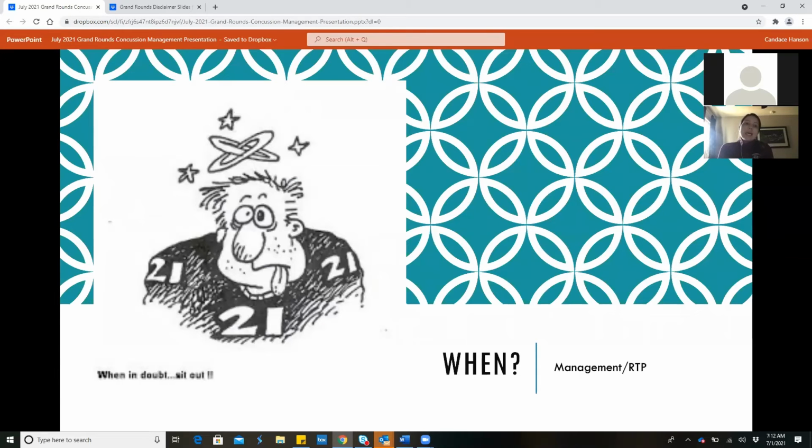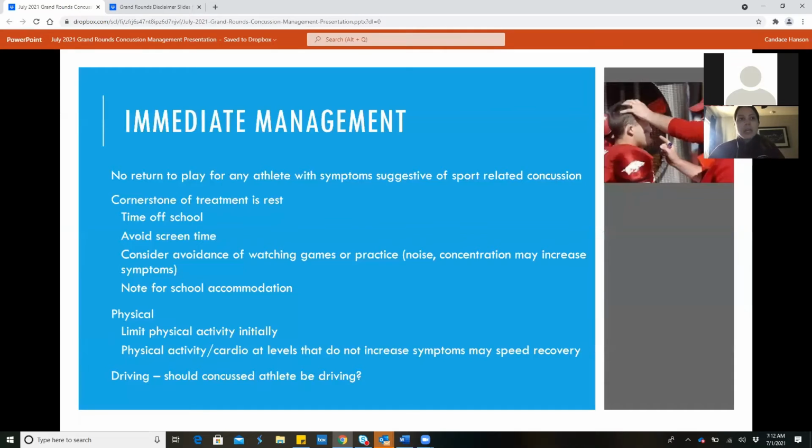So what do we need to do? Management and return to play. Immediate management, as we said before: no return to play for any athlete with symptoms suggestive of sport-related concussion. The cornerstone of early treatment is rest, and this usually includes at least one day off of school, generally because, especially for Friday night football games, we don't know what they're going to feel like on Monday. So it's better to just give them a blanket excuse and make sure they're covered and they don't have to sit through a day of school and make their symptoms horrible.